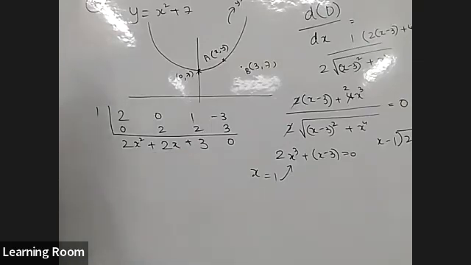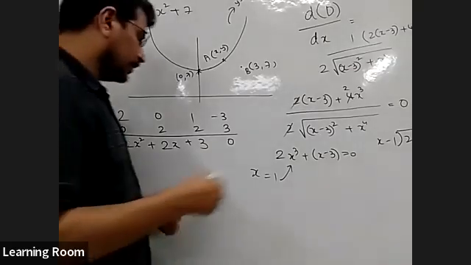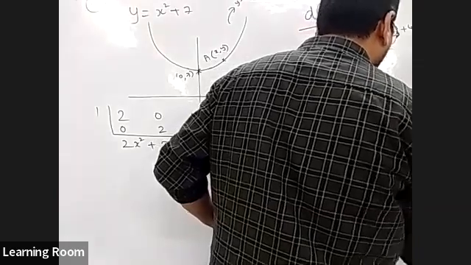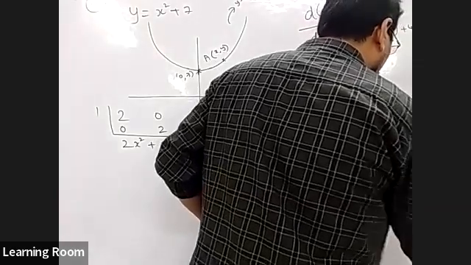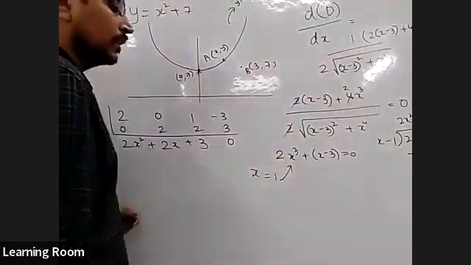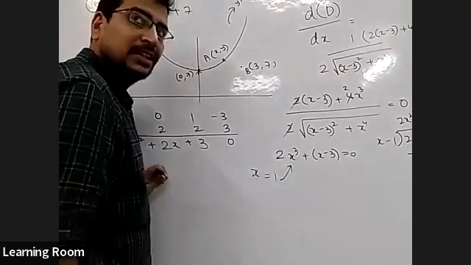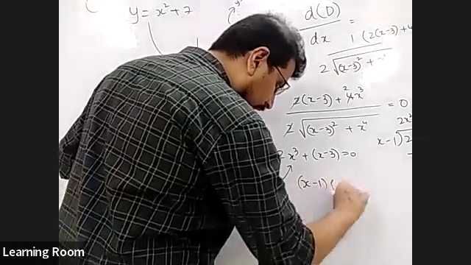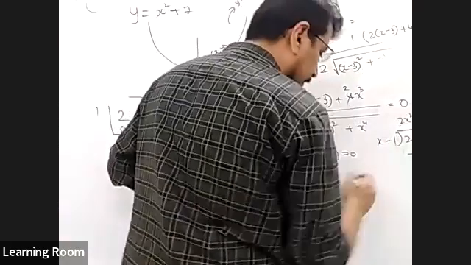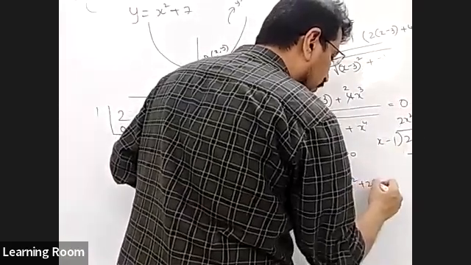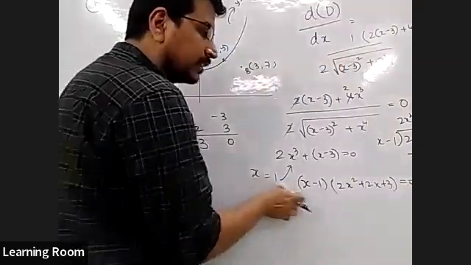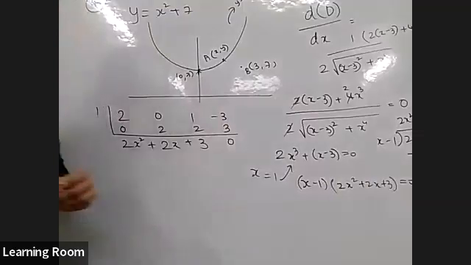Clear? Right? So if you want, you can check and see 2x square plus 2x plus 3 and the remainder comes out. Okay. Now, how do you write this expression? This expression is x minus 1 into the quotient 2x square plus 2x plus 3, and this will be equal to 0. So x minus 1 and factorize this.